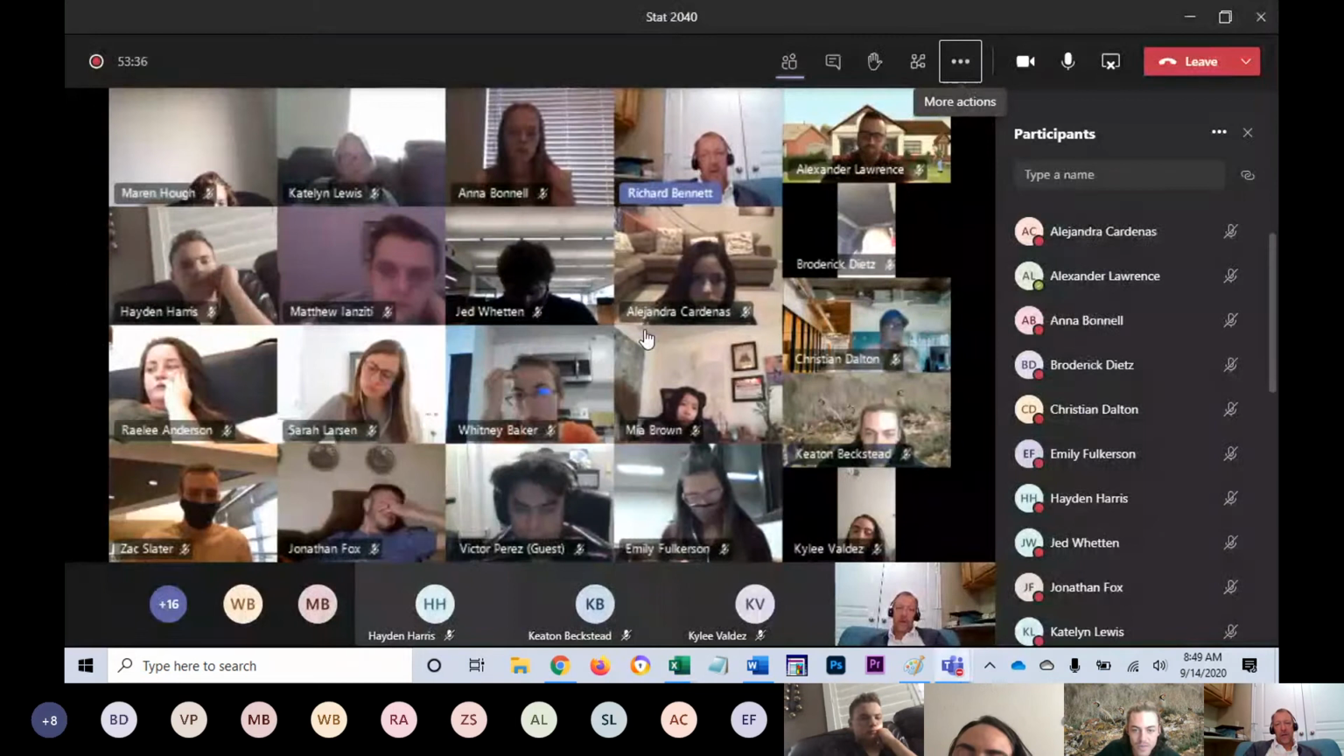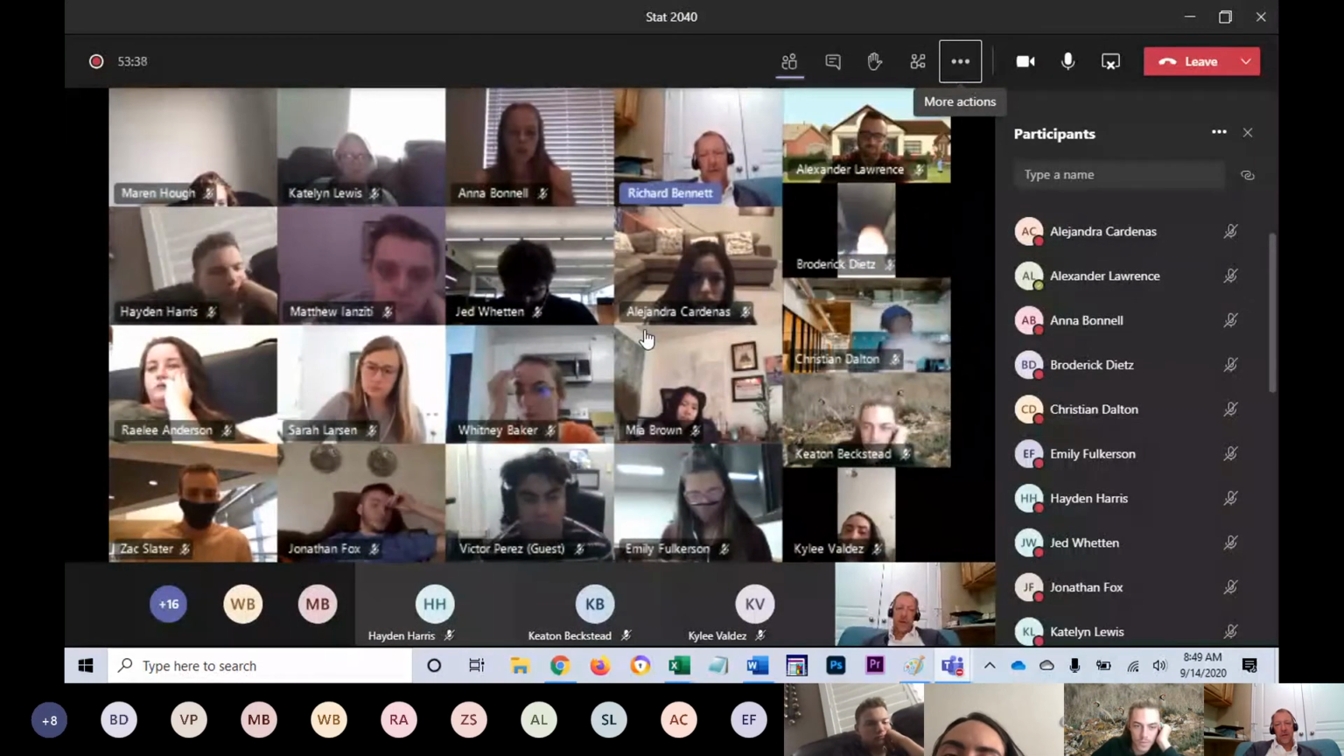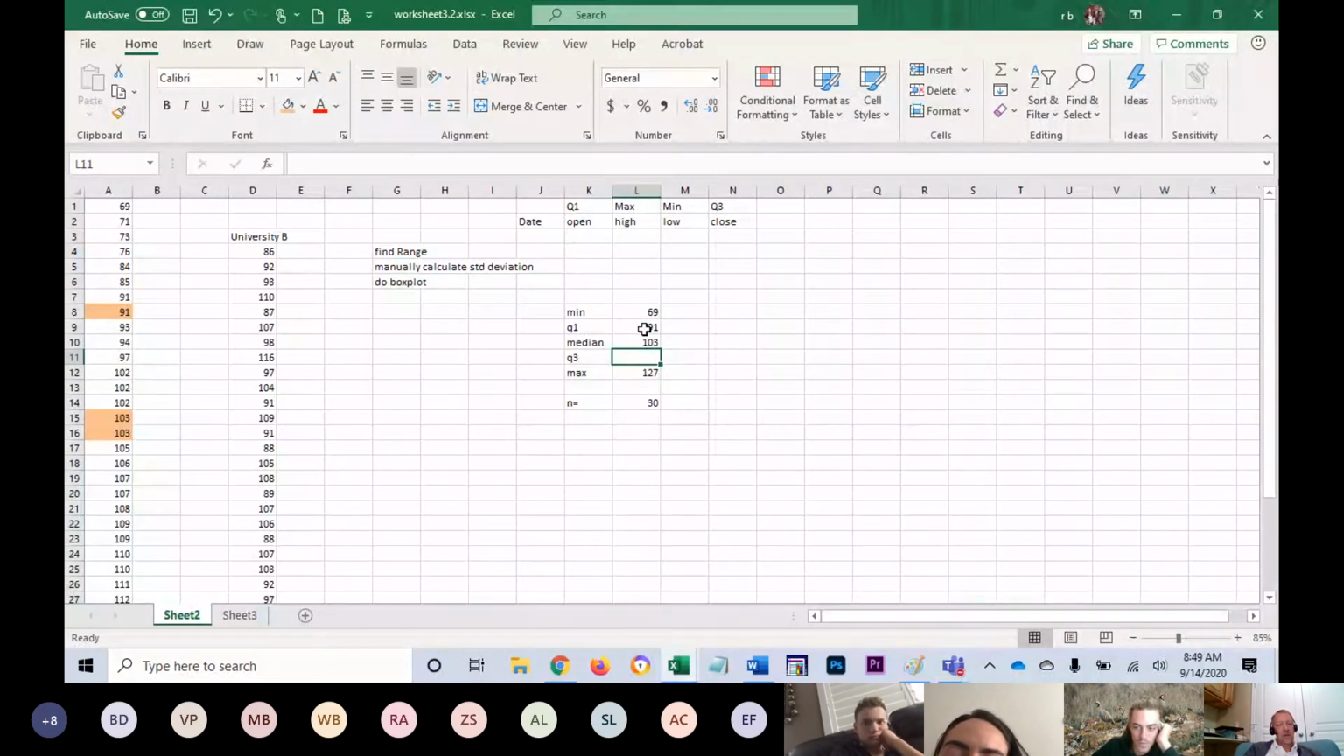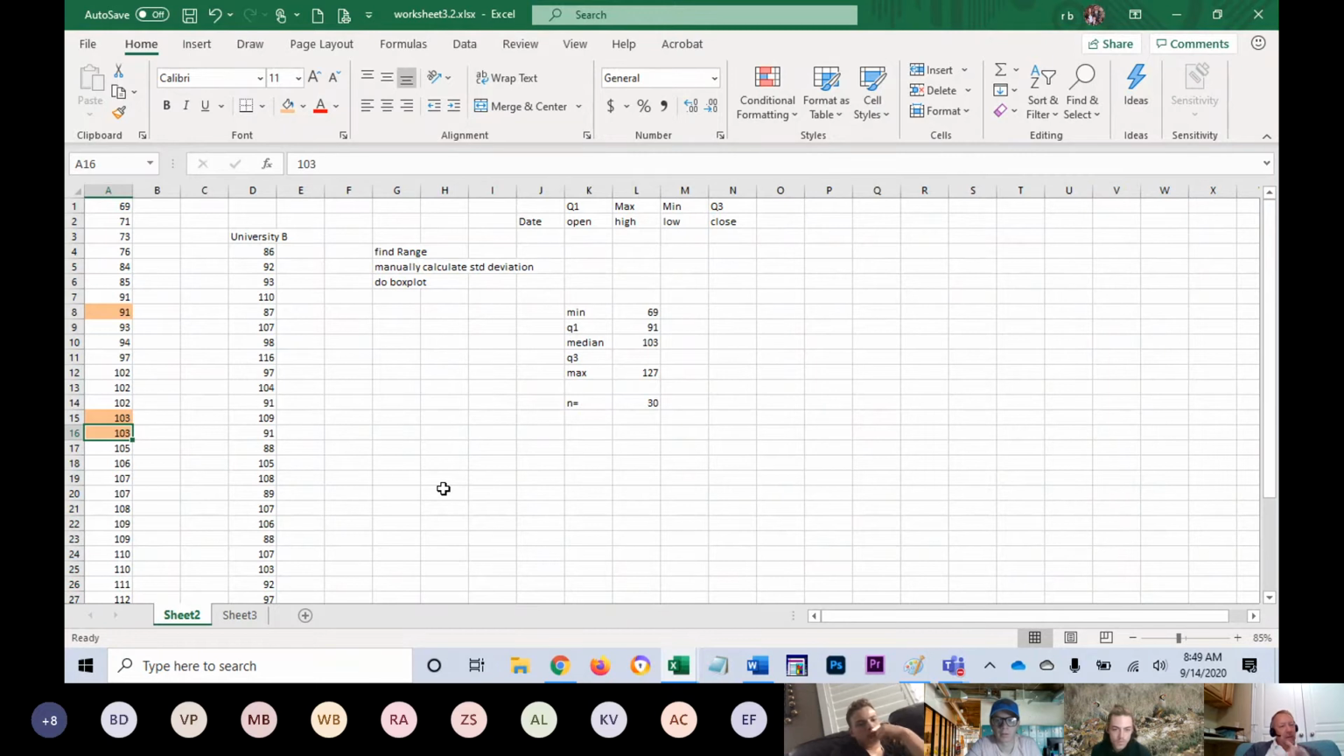And then quartile 3, do you know what that value is, Christian? That would be from the median, from 16 to the end. Yep, so 1, 2, 3, 4, 5, 6, 7, 8, and that would be 109. I meant to highlight that.